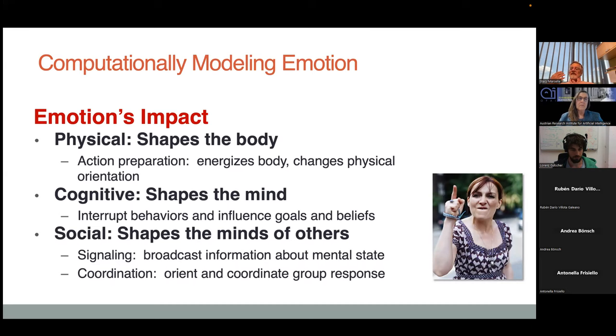It's manipulating our breathing patterns to oxygenate blood. It's obviously shaping cognition, interrupting some behaviors, influencing our goals and beliefs. It also, of course, shapes the minds of others. For instance, if we were interacting with this woman on the right there, our interaction with her would be shaped by her expression of emotion. So there's this signaling and coordination that's going on through emotion.